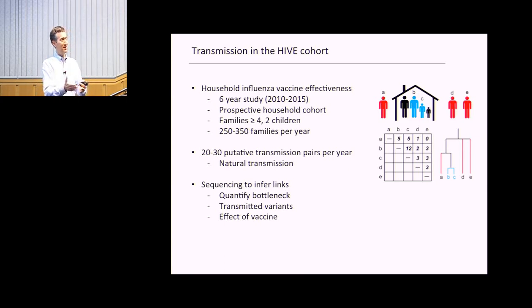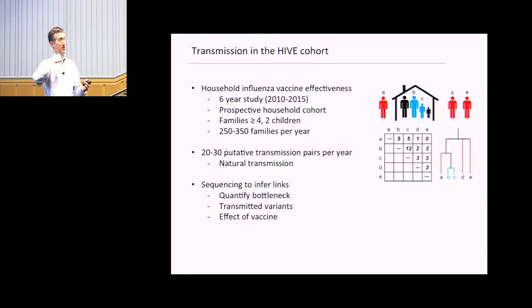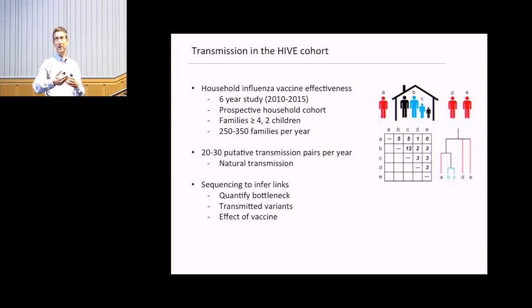Because then we're like, well, if we know a transmission event happened, then we know we can start defining what's going between one person and another. And then we know some of these people are vaccinated, so we can say, with vaccination, is there a titer bottleneck? Do things change more? And try to understand that transmission process and what we can do about it.